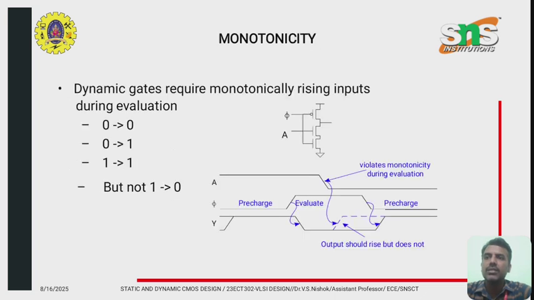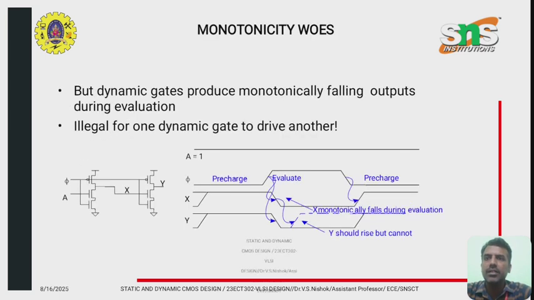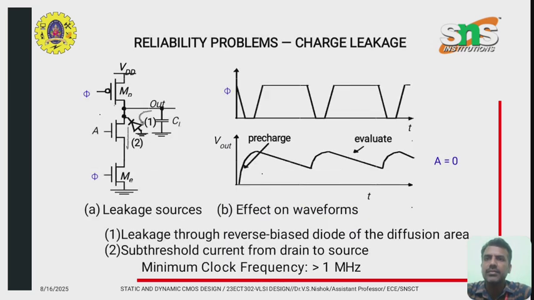The rise time and fall time of the output vary, that is, they are delayed based on the changes in the clock signal from precharge to evaluate mode. That is called monotonicity, which may lead to the wrong output. That is the main drawback of this dynamic logic. And here is the example waveforms.